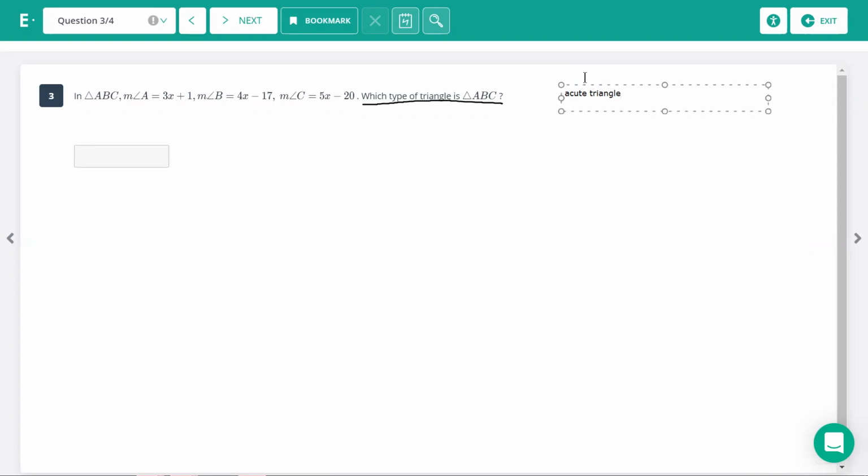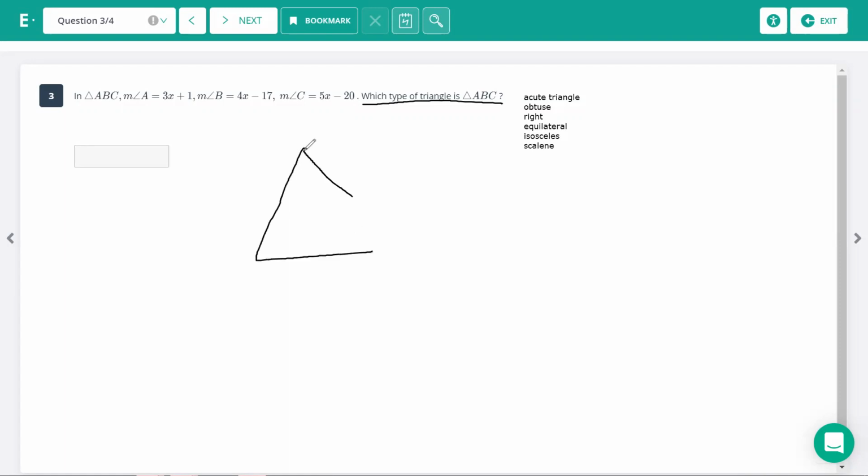It could be an obtuse. It could be a right triangle, or you could also identify it with those different types of triangles, such as equilateral or isosceles or scalene, right? So this was like your word bank for what type of triangle is triangle ABC. So we'll have to go in and solve for our angle measures and figure out all of the different degree measures for my angles.